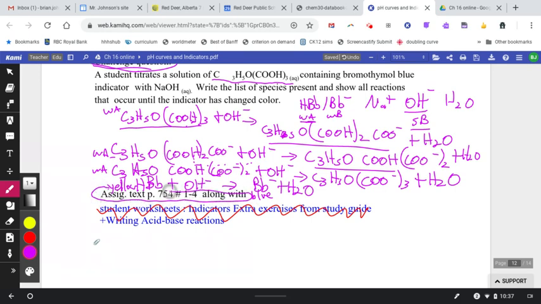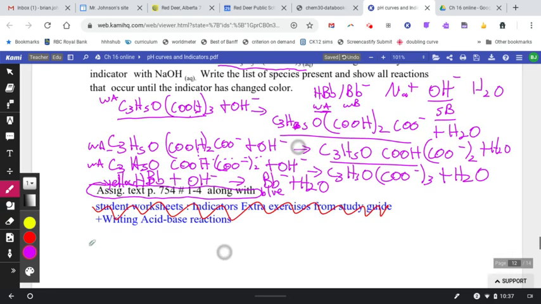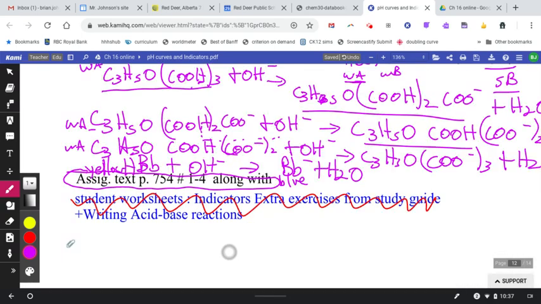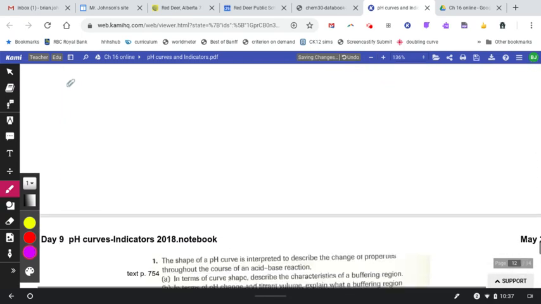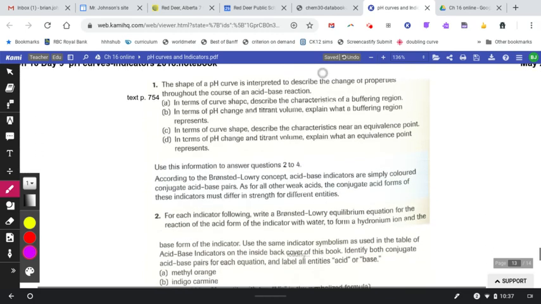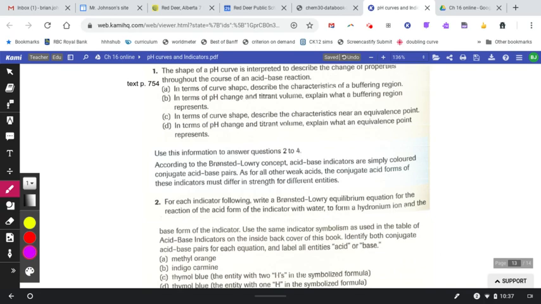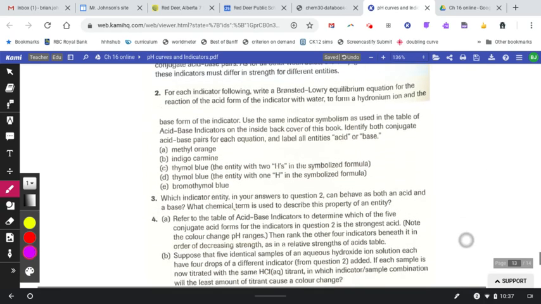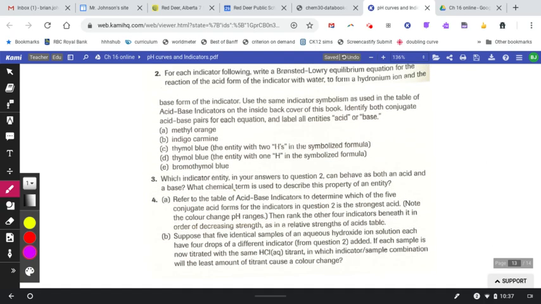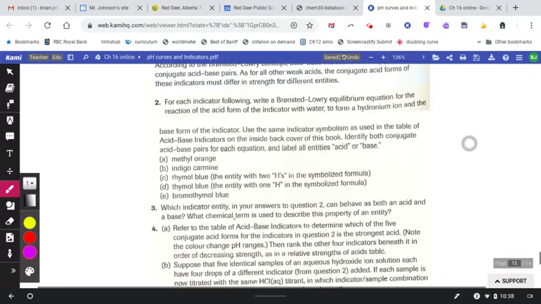So to practice this in your textbook, page 754, numbers 1 to 4, and that's it. And the answers are all here. So after you've done them, you can come back and check on the video. Okay, there's 1, and 2, 3, 4. So you can pause and check them.